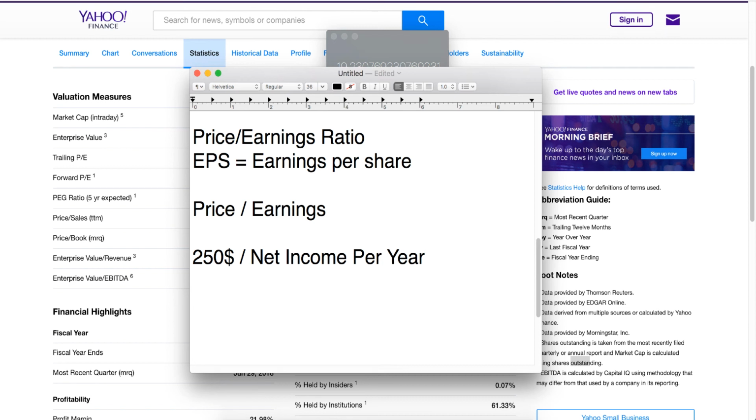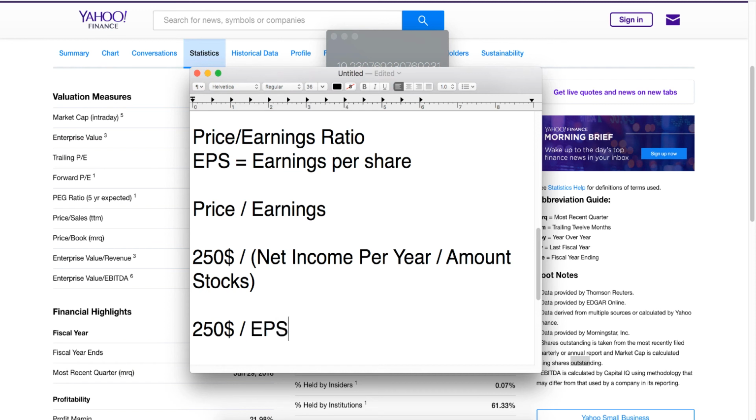And so once you see that, you're like, okay, now we have the net income per year, but that income reflects every stock that the company holds. So we need to actually divide by the amount of stocks that the company holds. And let me actually put it in parentheses. And so eventually we will have $250, which is the price of the stock. And then we will have the EPS, the earnings per share. This is what we calculated here, right? The net income per year divided by the amount of outstanding stocks, outstanding shares, I should say. And so this will give us an amount in dollars, let's say 10.